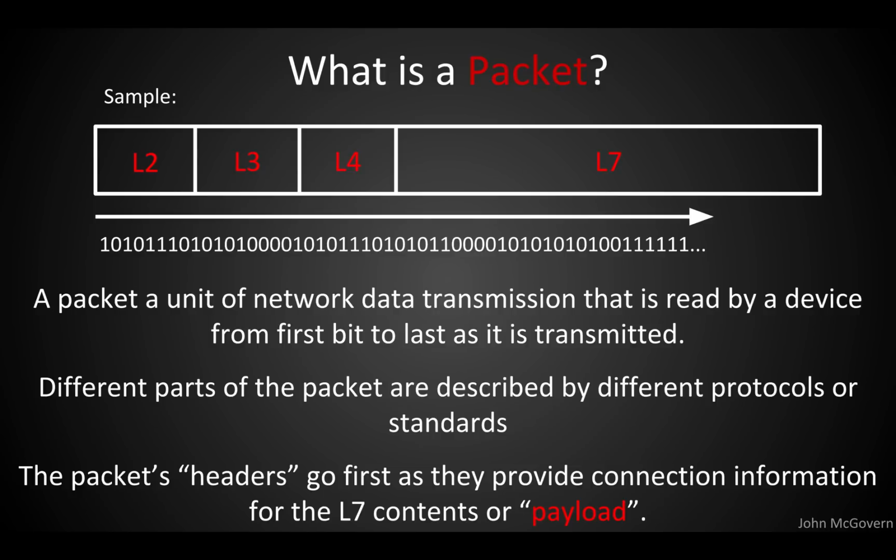A packet at its core is simply a unit of network data transmission that is read by another device from the first bit to the last, remember our ones and zeros, as it is transmitted. So one device will transmit the packet across some sort of media, a fiber optic cable or a copper cable, and there are others, radio waves. And the device at the other end should receive that information.